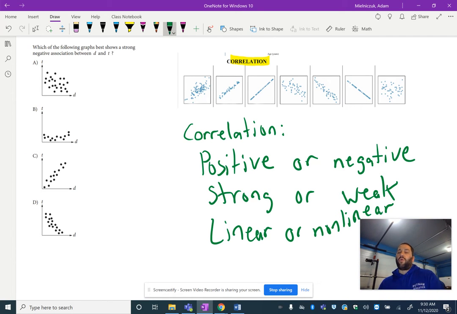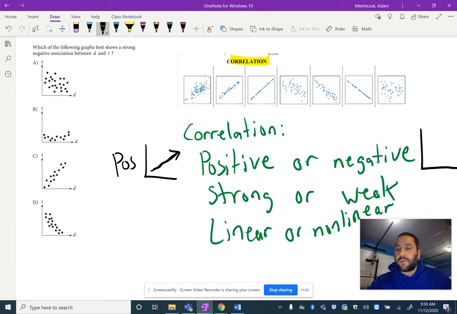So how do we know if something is positive? Well, something is positive if it goes up from left to right. Okay, so we can say positive is a graph that goes up from left to right. This is the direction it has to go in. Basically, both variables increase at the same time. Negative would be when the graph goes down from left to right. Basically, because as x increases, y is decreasing.